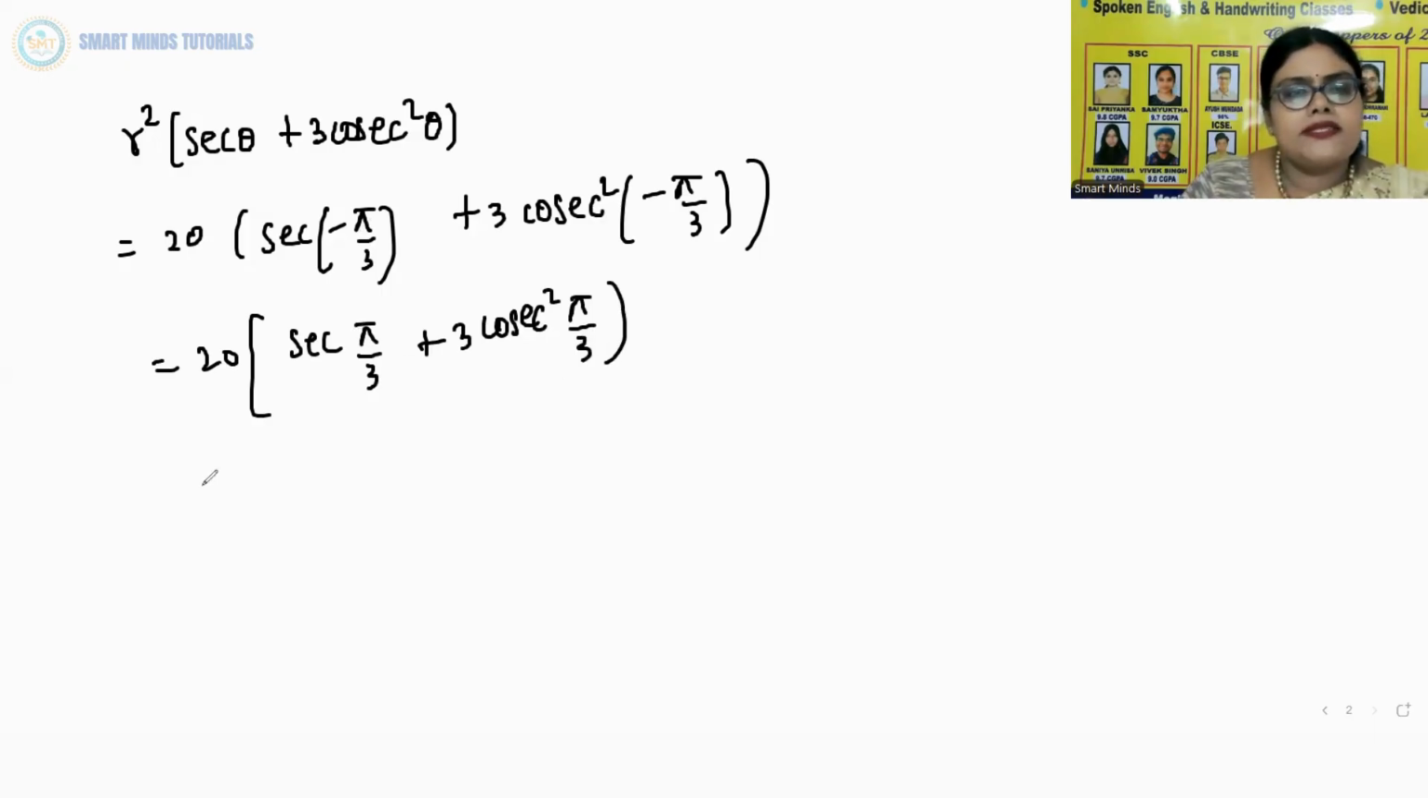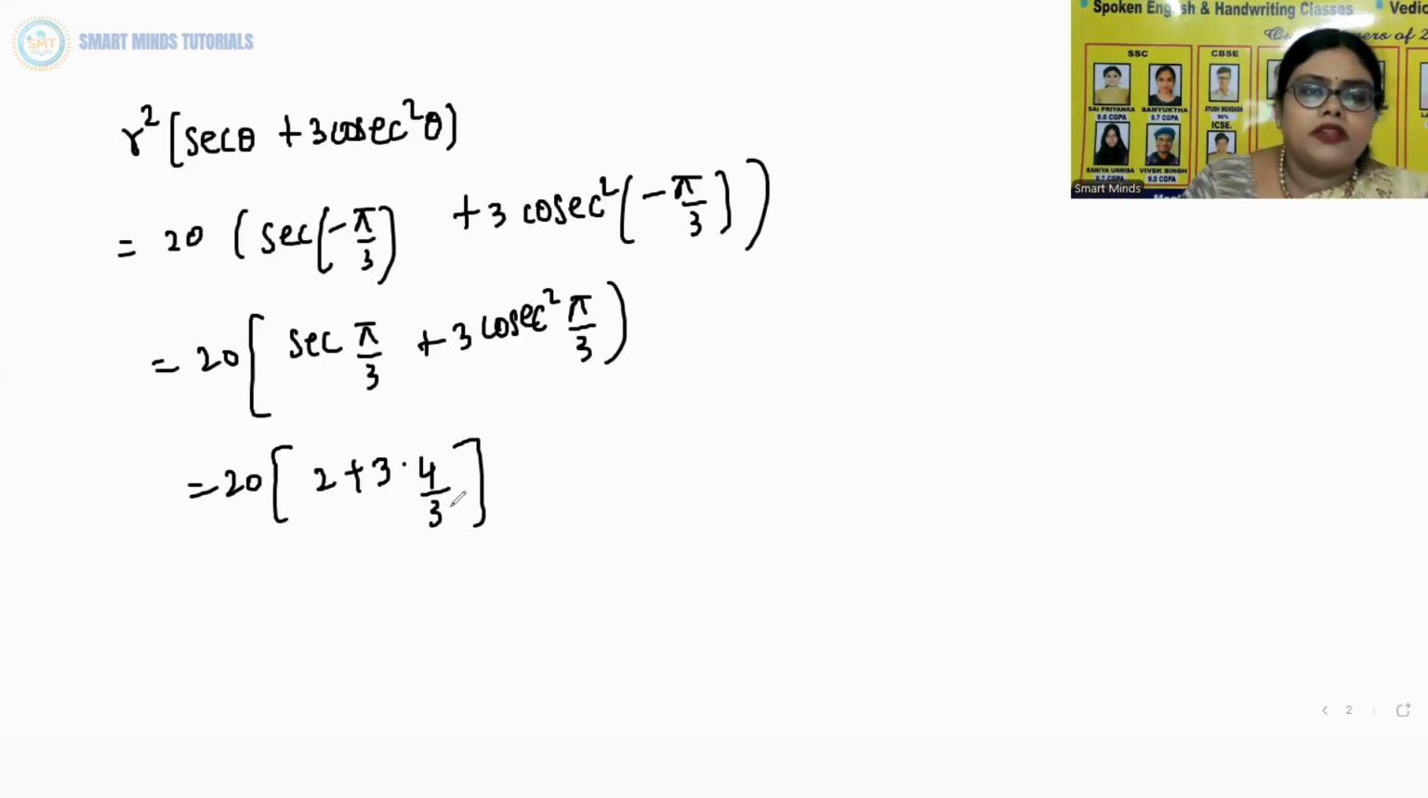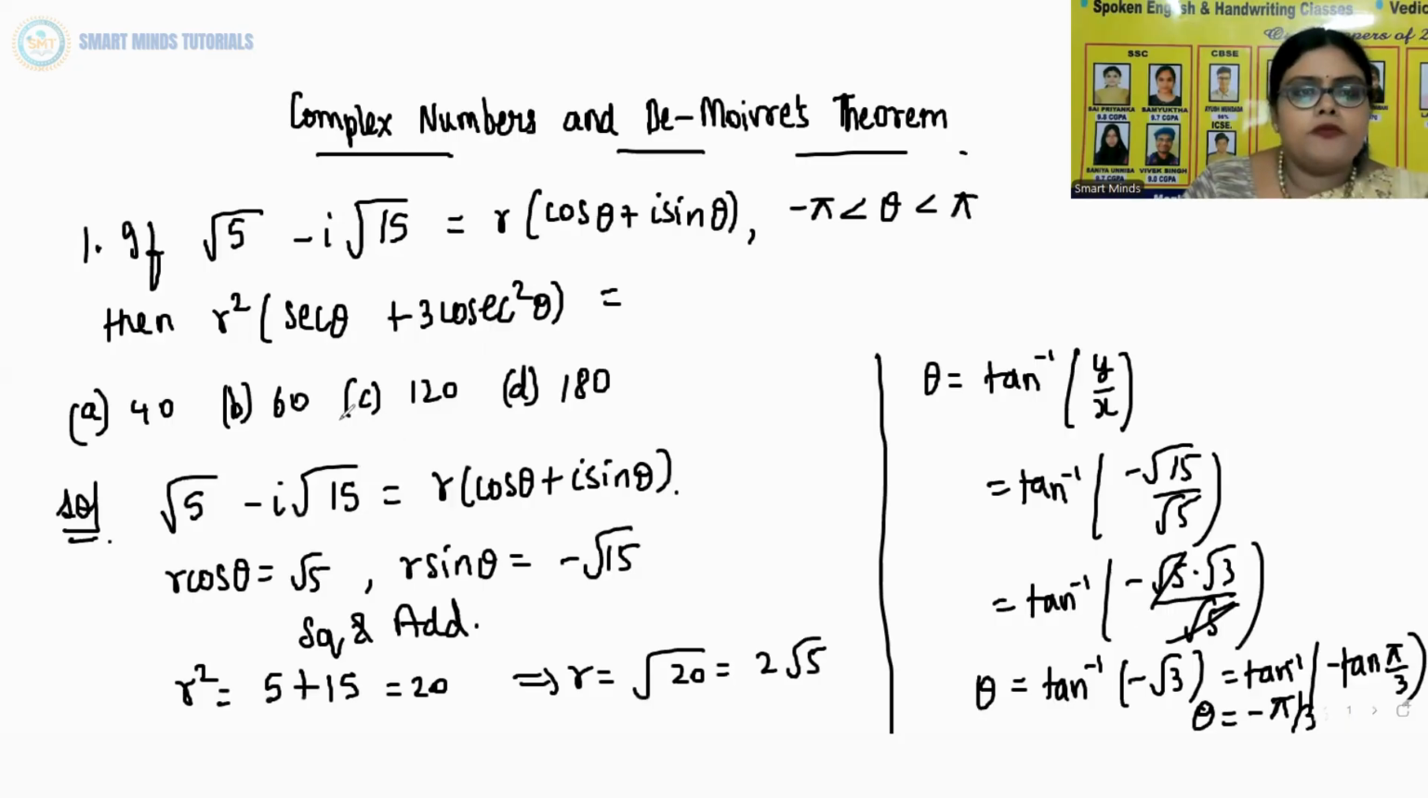Now what is secant 60? Cos 60 is 1 by 2, so secant 60 is 2. And plus 3 into cosecant square 60. See, sin 60 is root 3 by 2, so cosecant 60 is 2 by root 3, and cosecant square 60 is 4 by 3. The 3 gets cancelled. That is 20 into 6, which is equal to 120. Option C.